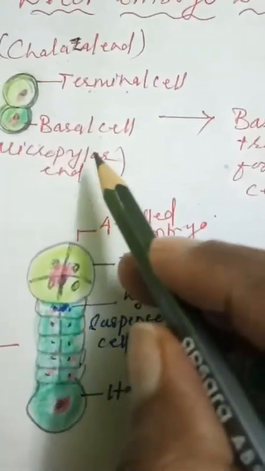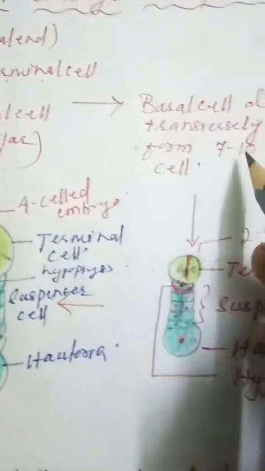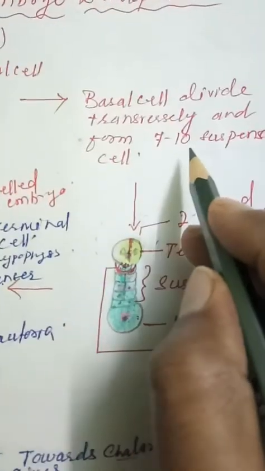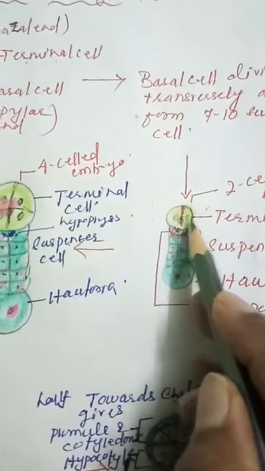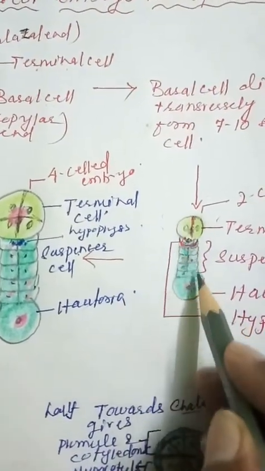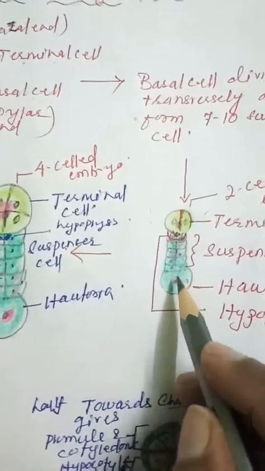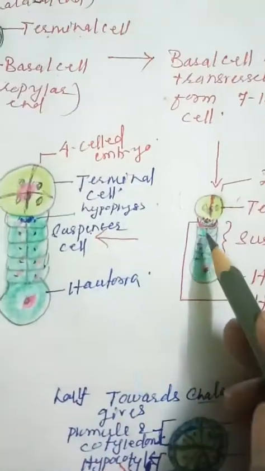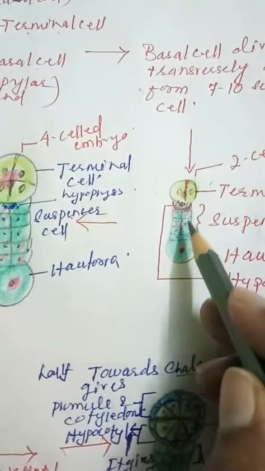For our convenience, let's start with the basal cell. Basal cell divides transversely and forms 7 to 10 suspensor cells. This upper one is terminal cell, and here this dark green color represents the basal cell. Basal cell continuously divides and forms 7 to 10 suspensor cells.